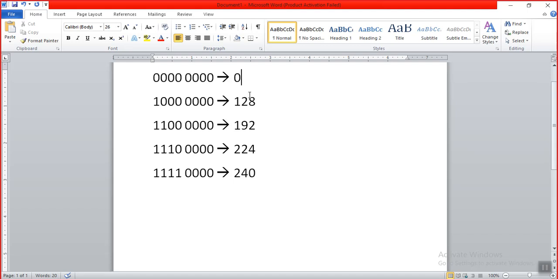So 0 to 1, this range before 128, this portion is known as class A. From 128, it is known as class B. From 192, it is known as class C. This is class D. A, B, C, D, and this is E. Okay, so this is the classification of different classes.